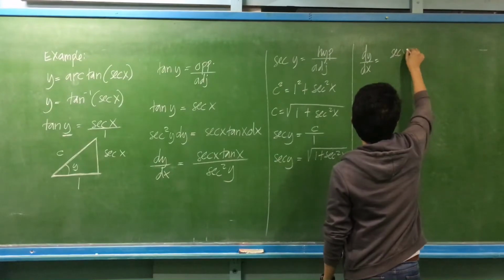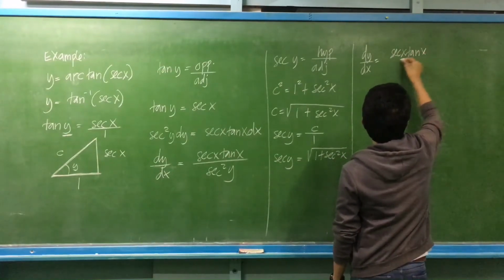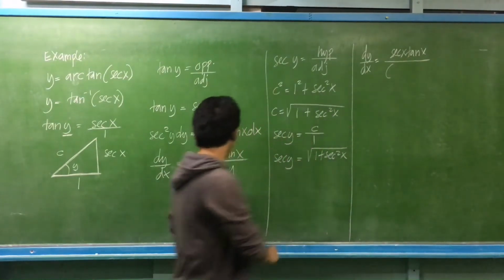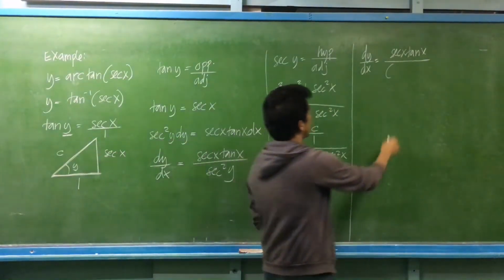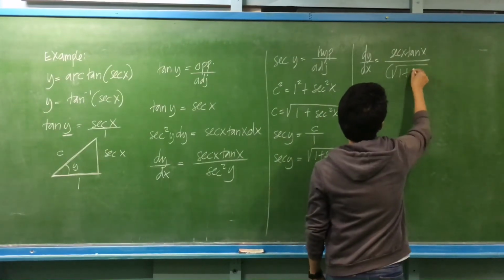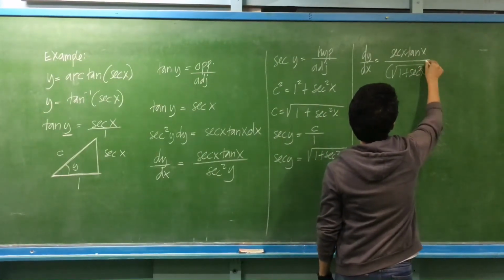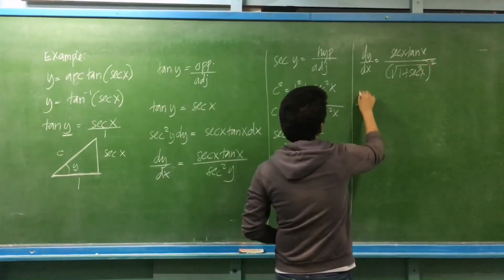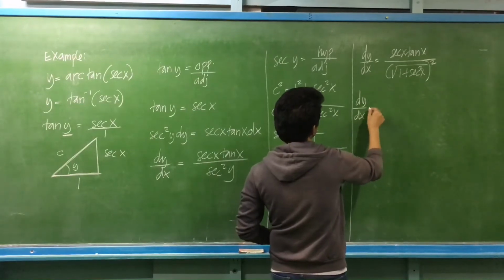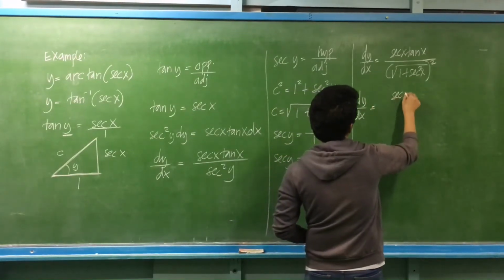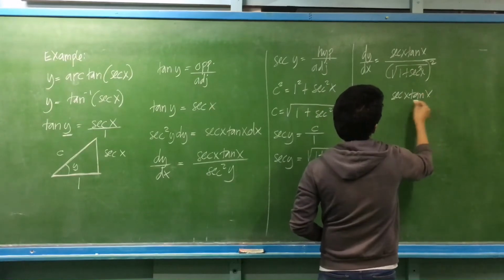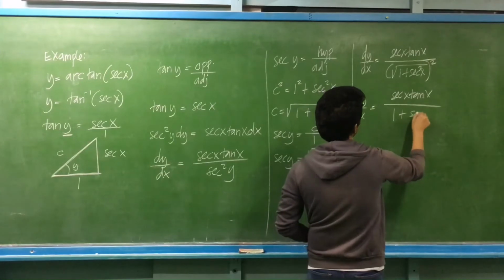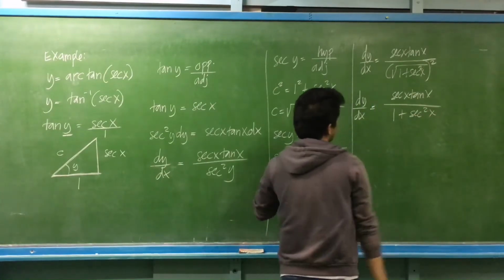So we have the derivative of y over dx is equal to secant of x tangent of x divided by, take note this is squared, the equivalent of secant y, which is the square root of 1 plus secant squared x. But this quantity is squared. You'll now have dy over dx equal to secant of x tangent of x, divided by, cancelling the square root and the square, 1 plus secant squared of x.